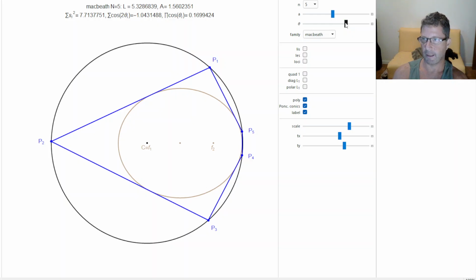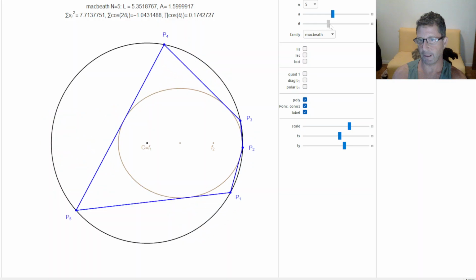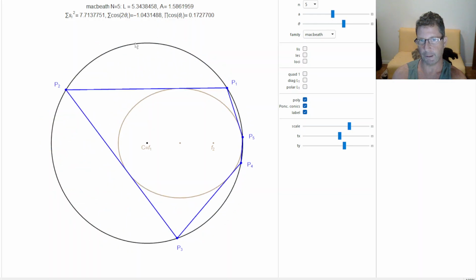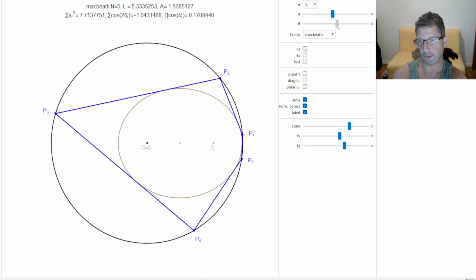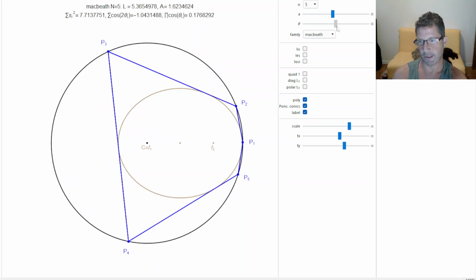So this is a family of Poncelet pentagons interscribed between an outer circle and an elliptic caustic where one of its foci coincides with the center of the outer circle. Okay, so here's the family. In this case, it's n equals 5.